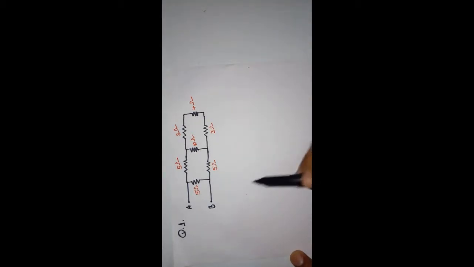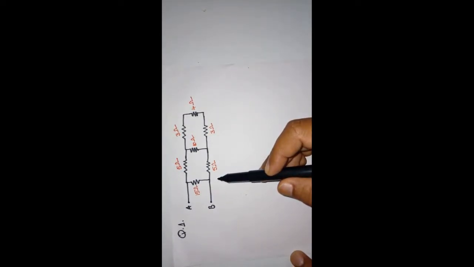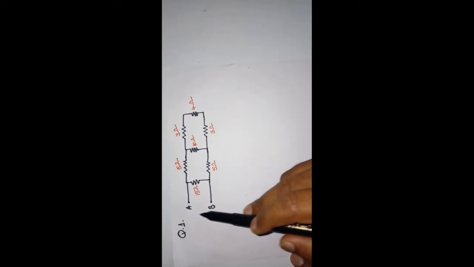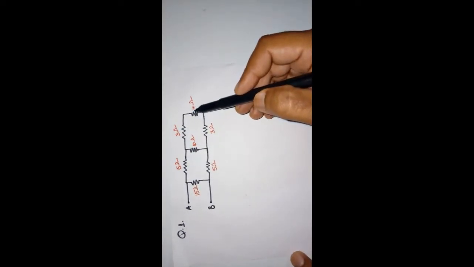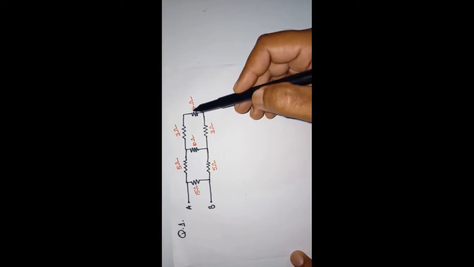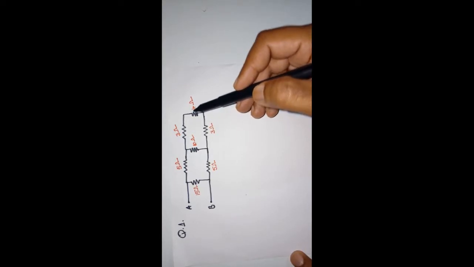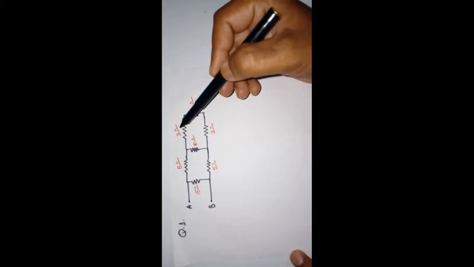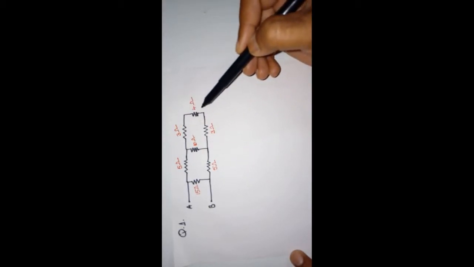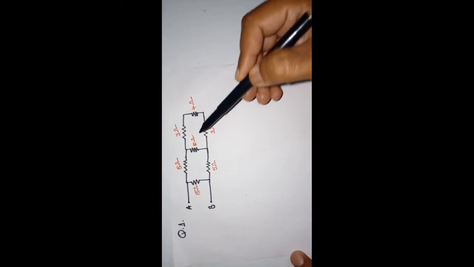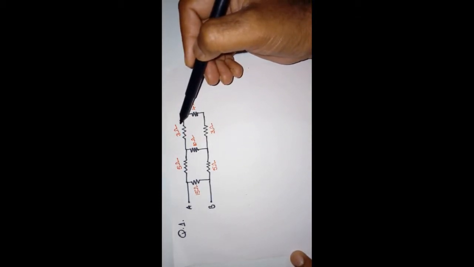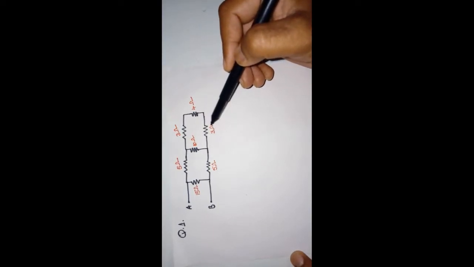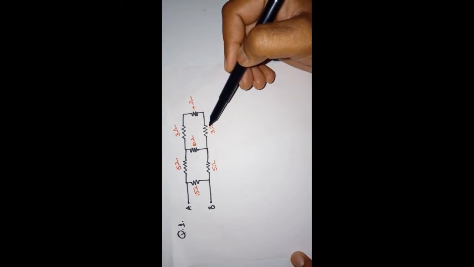First one, the circuit is given here. In this circuit, we need to find the equivalent resistance between the points A and B. To do this, we need to start from the midpoint of the circuit. Here we have four resistances: 3 ohms, 4 ohms, 3 ohms and 10 ohms. If you observe carefully, these three resistances, 3 ohms, 4 ohms and 3 ohms, are in series combination.